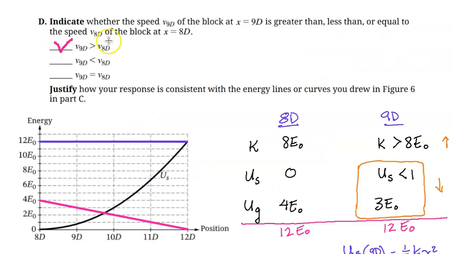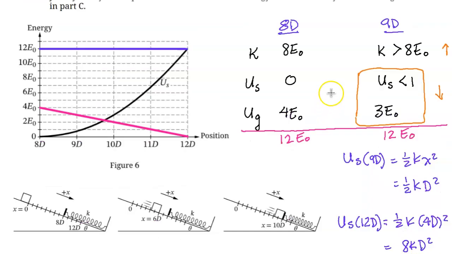Part D, indicate whether the speed v9d of the block at x equals 9d is greater than, less than, or equal to the speed v8d of the block at x equals 8d. Justify how your response is consistent with the energy lines or curves that you drew in figure 6 in part C. Because the total mechanical energy is conserved, the total mechanical energy at 8d will be the same as the total mechanical energy at 9d. At both locations, the total mechanical energy is going to be 12 E naught.